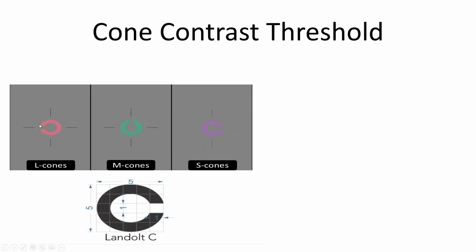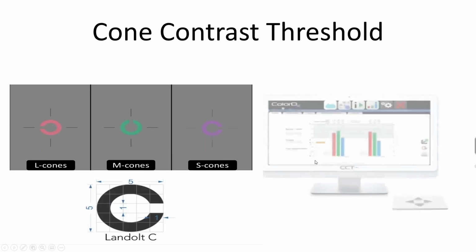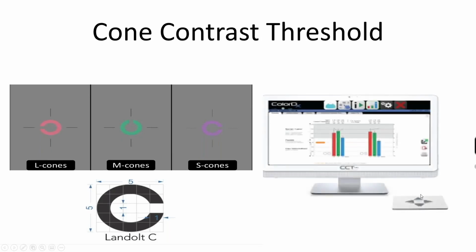And what the subject will see is a Landolt C optotype, which rotates in different directions, and they are asked to respond by clicking on a large keypad to indicate the direction of the Landolt C optotype. And then a quantitative evaluation is performed for the right eye and the left eye to indicate how much sensitivity and how much contrast sensitivity there is for each of the different L, M, and S cone options.